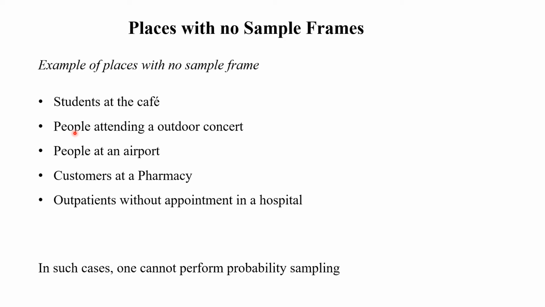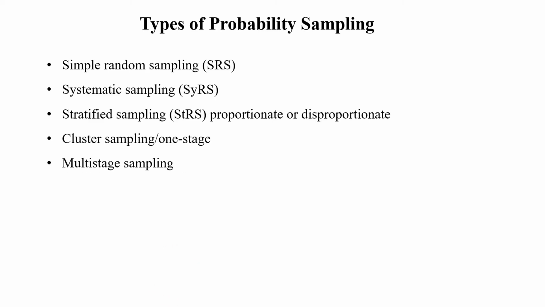Right. So in such cases, you can't perform probability sampling. Types of probability sampling: we have quite a number now, but these are the basic types. Simple random, which in short form I use SRS. Systematic random sampling, stratified random sampling, which can be proportionate or disproportionate to the population size. Later we'll see that. Cluster sampling, right?